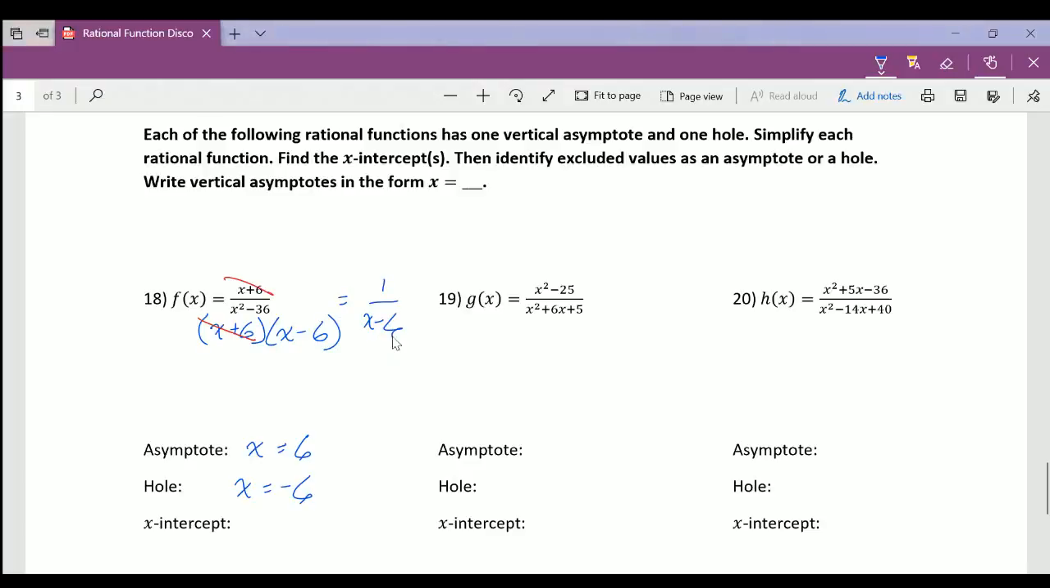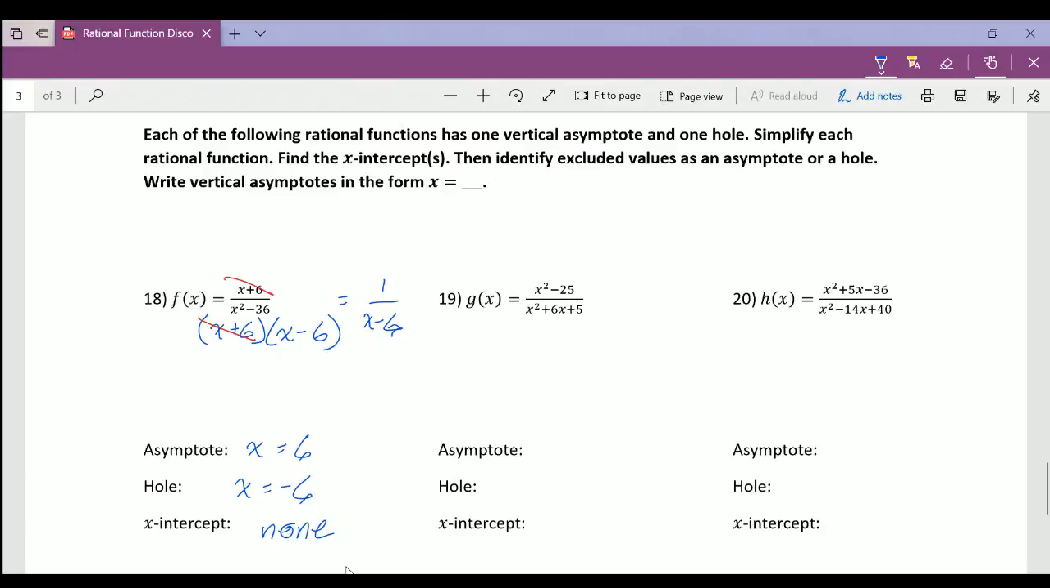And, well, think about it. It is 1 itself. There's no variable in the top anymore. It's just 1. Is that ever going to equal 0? No, it's 1 on top. So there is no x-intercept for this particular one.